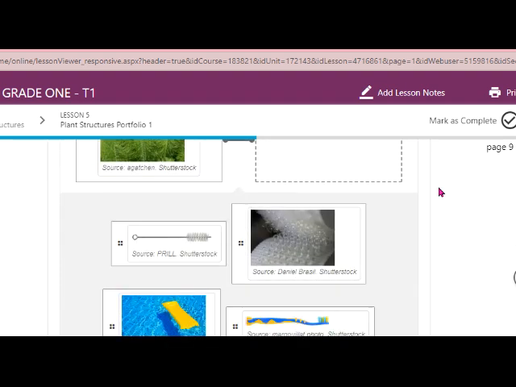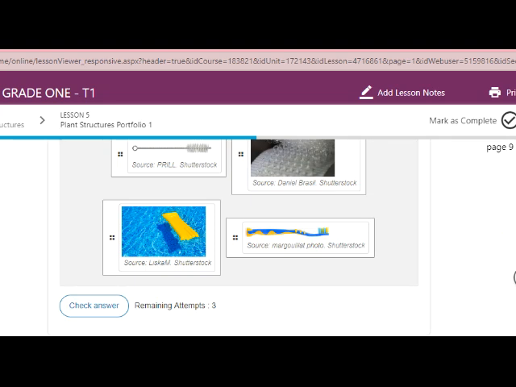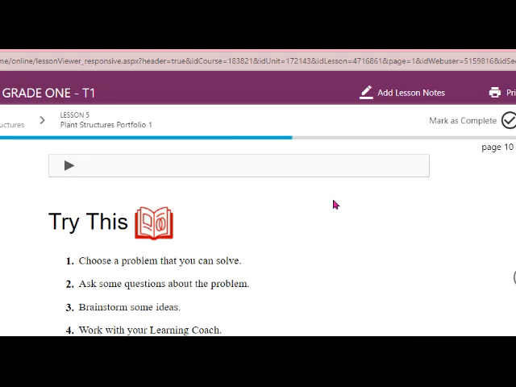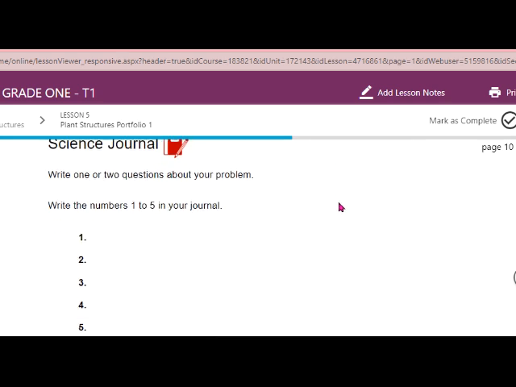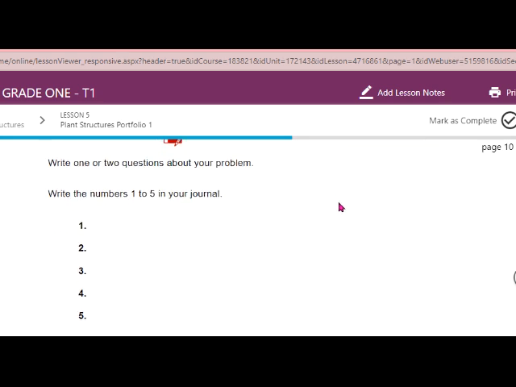You're going to match it up with inventions that actually have copied those plants. All right, so now we've chosen the problem that you can solve. We've asked some questions about the problem, brainstormed some ideas, worked with your learning coach, and recorded them in your science journal. So now we're going to write 1 or 2 questions and write the numbers 1 through 5 in your journal after those questions.